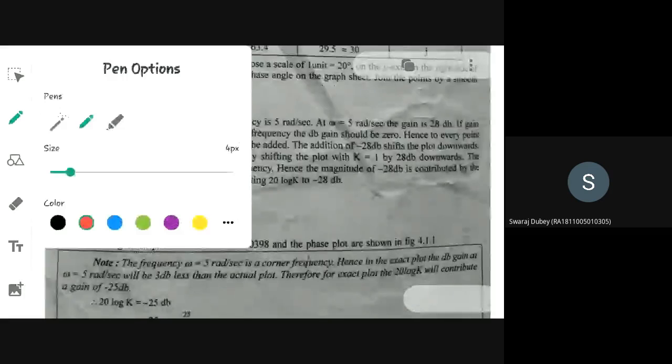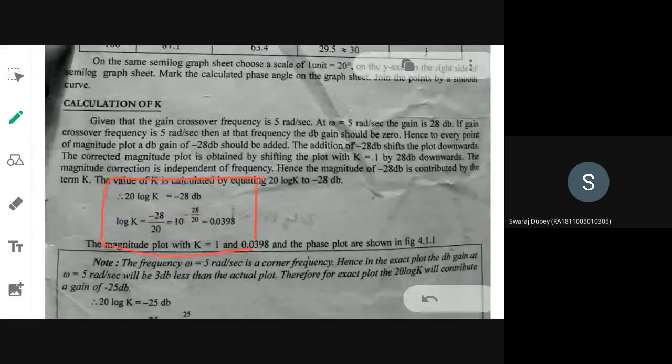So you can see for yourselves, for calculation of K they have used one formula. What is the formula that they have chosen? So how much shift are you making, and downwards or upwards? 28 downwards. So that shifted value you have to equate to what formula? 20 log K. Then from that you will be finding out the K value. What is the K value that is given? Simply 0.0398. That is the K value that you have found out.